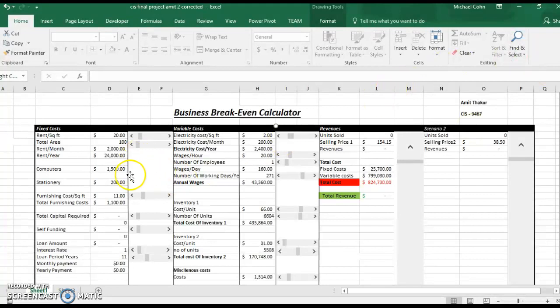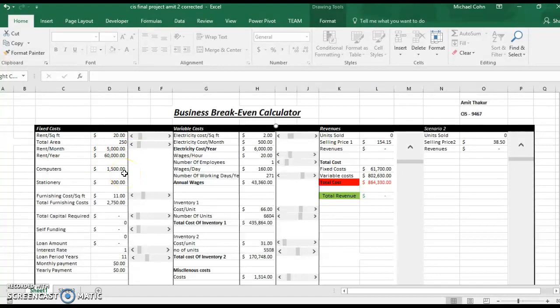Coming back to the fixed cost section, let's say that my sister has finalized a store to set up her shop, finalized the area, and the rent per square foot is roughly around $20 a square foot, and the total area of the store is around 250 square feet. So her monthly rent is around $5,000 and her yearly rent is around $60,000.